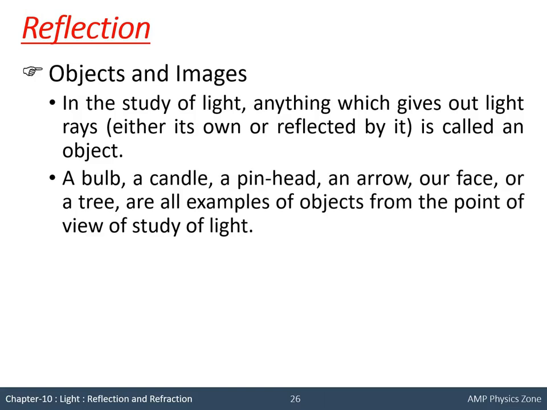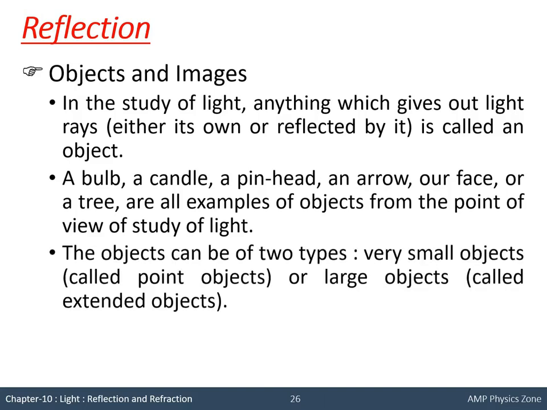So bulb, candle, pinhead, arrow, our face, tree are examples of object. Now objects are of two types. Very small objects are called point objects, and large objects are called extended objects. Actually, an extended object means it is made up of a huge number of point objects.